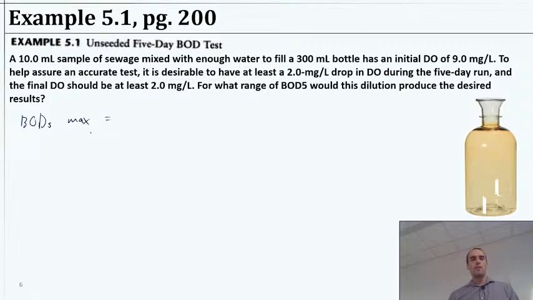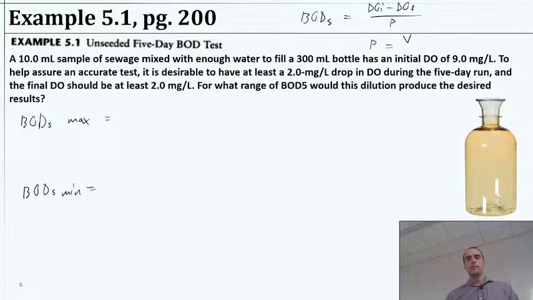So we should be able to find a max and a min. And recall we said the equation: it's what we started with minus what we ended with, divided by that dilution factor. All right, so give that a minute. See if you can piece that together.